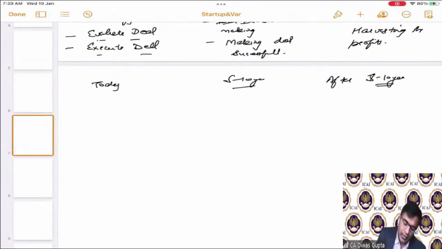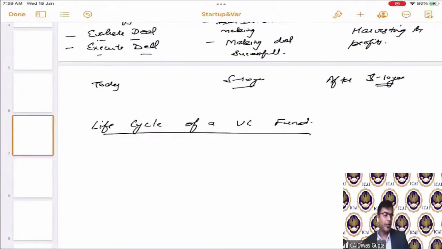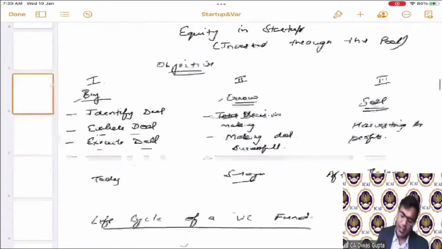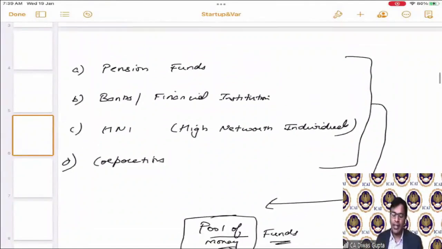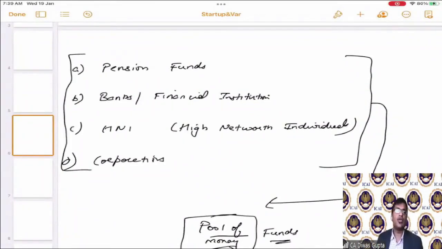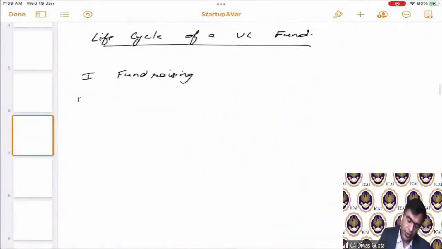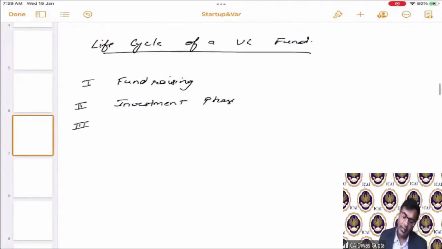Now, students, if we see the life cycle of a VC fund, venture capital fund, what are the stages? The first and foremost process is fundraising. Venture capitalists are also raising funds, correct? Because they have to create the pool of money first. For doing that, they will contact all these institutions, correct? So the first and foremost step is fundraising. Second is the investment phase, in which they will analyze, evaluate, and execute the deal, which is the buy process. Correct, they will do the investment.